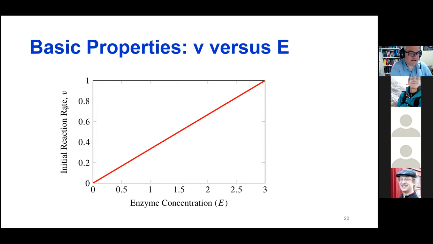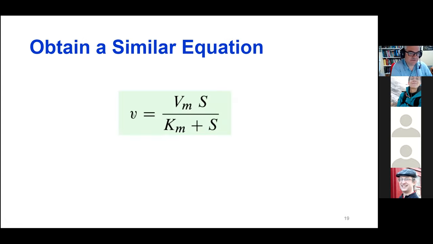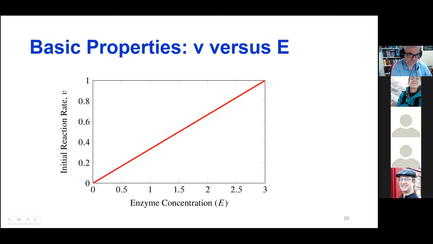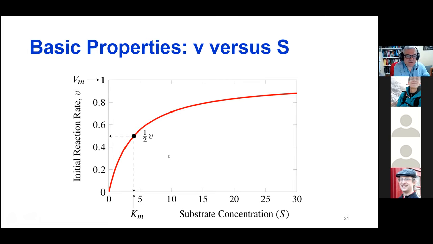The first thing is that the initial rate, this reaction velocity here, is a linear function of the enzyme concentration, all right? So if I double the enzyme concentration, I double the rate, okay? The more interesting one is the substrate level. If I plot the rate against the substrate level, I get this classic hyperbolic curve where it saturates at high substrate. Those of you who've done biochemistry should be familiar with this.